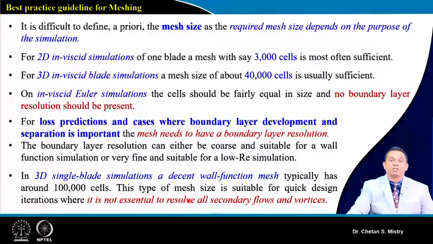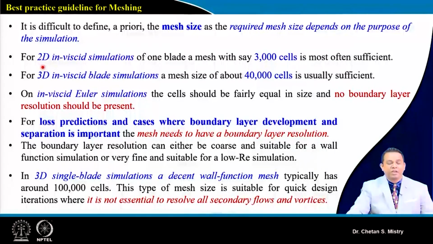Now there are certain rules of thumb that people have defined over the years, called best practice guidelines for meshing. Let's see what we realize from that. It is very difficult initially to decide what the size will be, because we need to understand the purpose of the simulation. As I told at the very start, we must understand what exactly we want to analyze.